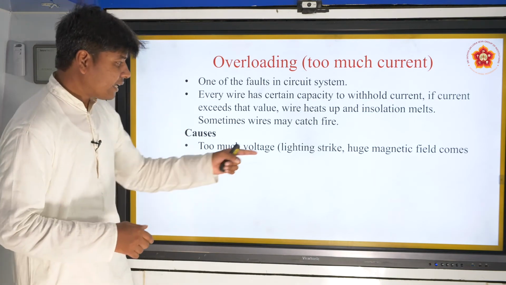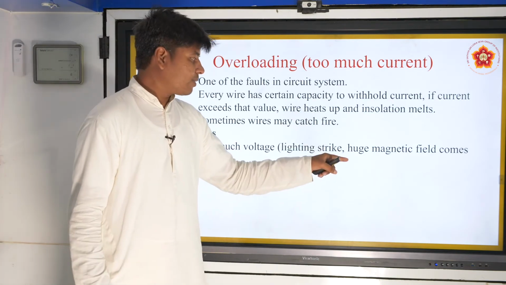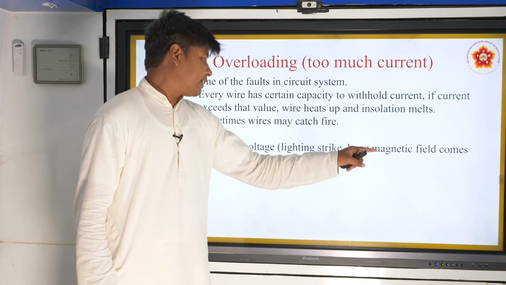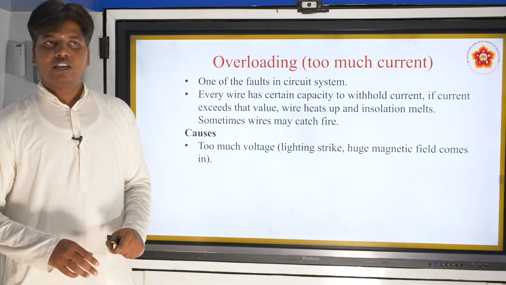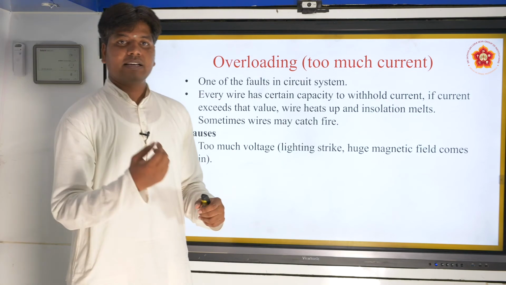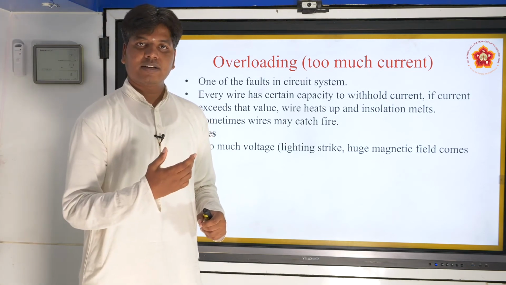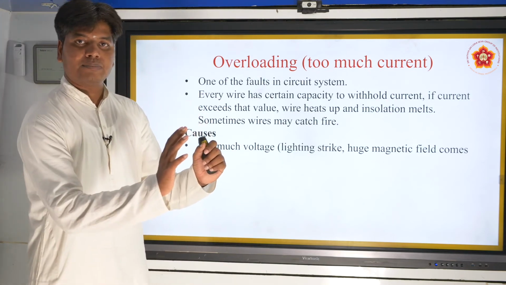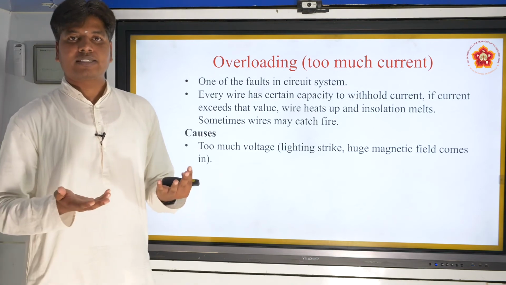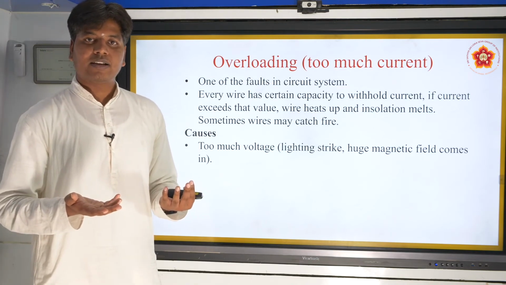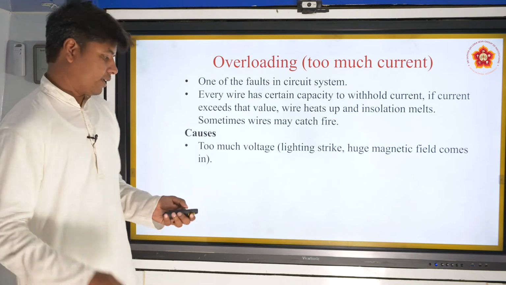Right? And the second thing, what is the cause? A huge magnetic field comes in. You already studied. Right? If you have a changing magnetic field, the current is induced. Right? If a huge magnetic field comes in, what happens? It induces a current suddenly in the wire. That is also a cause of overloading.